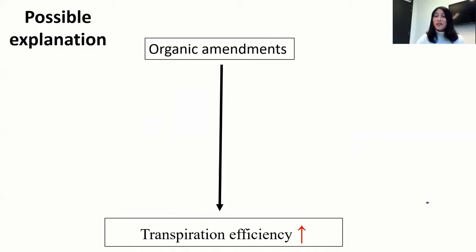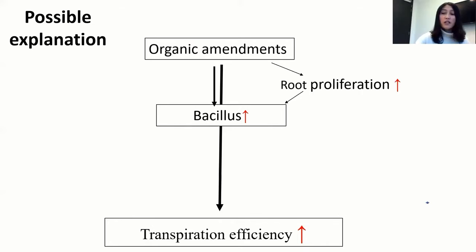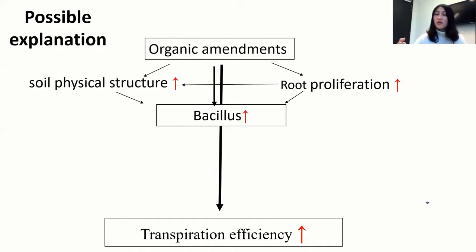Our study consistently shows that additional organic amendments can increase the transpiration efficiency in this sodic duplex clay subsoil. And the organic amendments can also increase the abundance of Bacillus, a plant beneficial bacteria. And this increase in Bacillus is actually linked with the organic amendment-induced increase in root proliferation. And it may also be partly attributed to the organic amendment-induced improvement in soil physical structure, especially the improved soil aeration, which may facilitate the colonization of the roots by these plant beneficial bacteria.